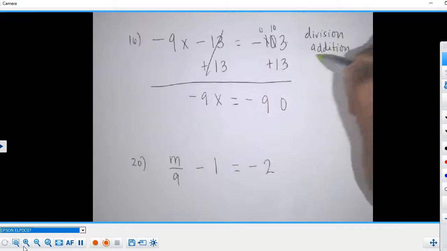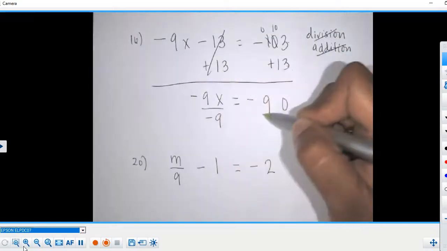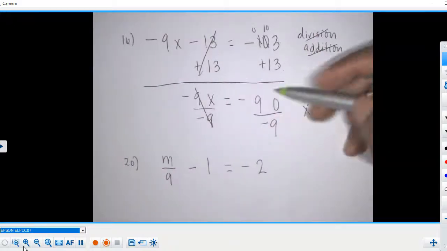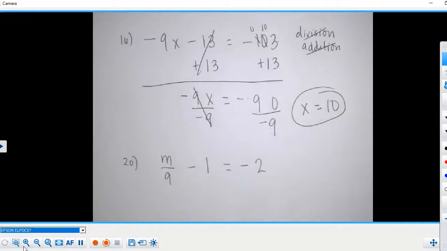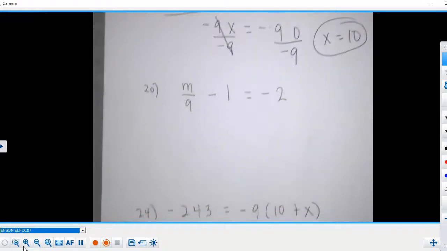And then, of course, I've taken care of addition. Now it's time to do division. I'm dividing by negative 9 on both sides. And the final answer is x equals 10. A negative divided by a negative is a positive. All right, that's 16. Now let's look at the next one.